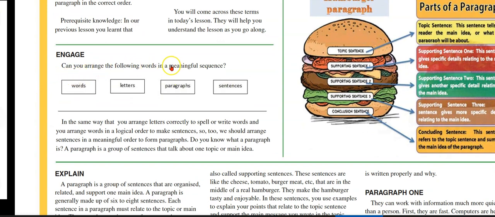Engage. Can you arrange the following words in a meaningful sequence? The words are words, letters, paragraphs, and sentences. All right, let's see. Letters make words, words make sentences, sentences make paragraphs. So letters would be 1, words 2, sentences 3, paragraphs 4.